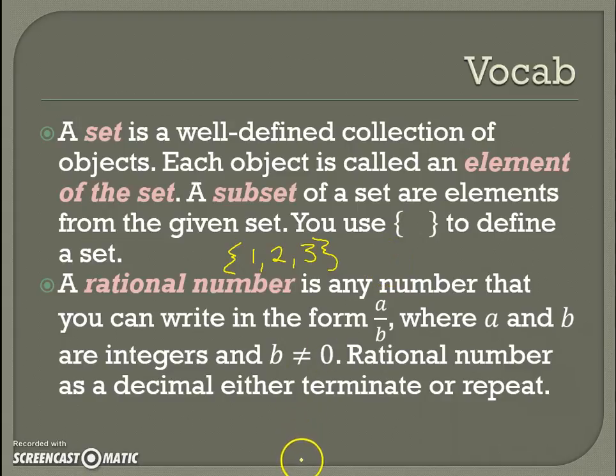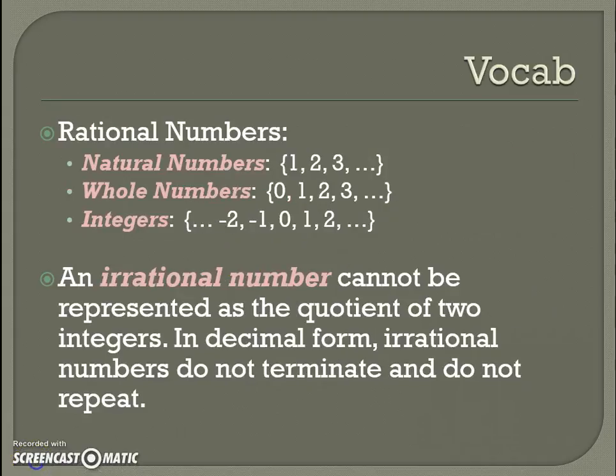A rational number is any number you could write in the form of a over b, where a and b are integers and b can't equal zero. Rational numbers as a decimal either terminate or repeat. These are things that you cover in pre-algebra in 7th grade, so hopefully this is not new to you. I want you to associate fractions with rational numbers. If it can be written as a fraction, then it is a rational number.